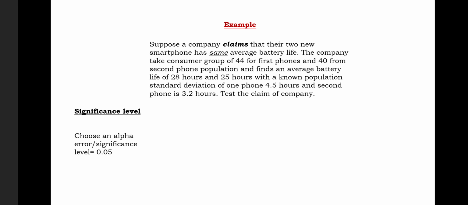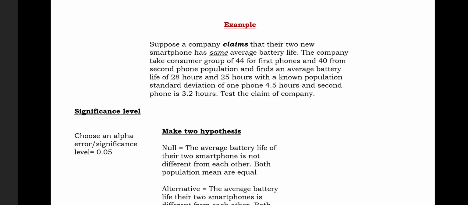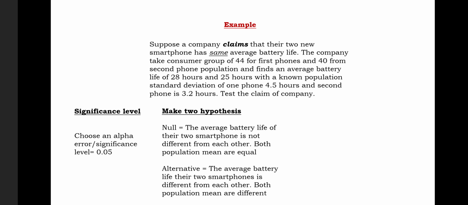And now first you have to choose this. Once you select this significance level, you have to make two hypotheses. The null: the average battery life of the company's two smartphones is not different from each other. And what your samples try to prove is that the average battery life of the two smartphones is different from each other. You wanted to prove that claim wrong.